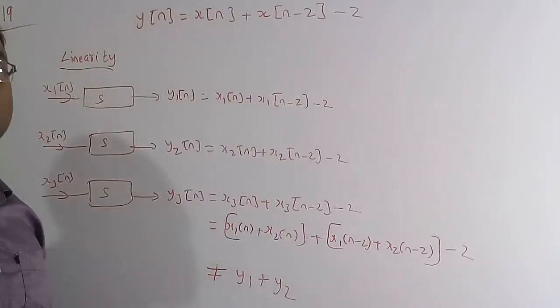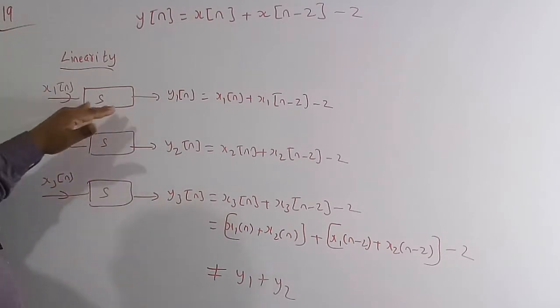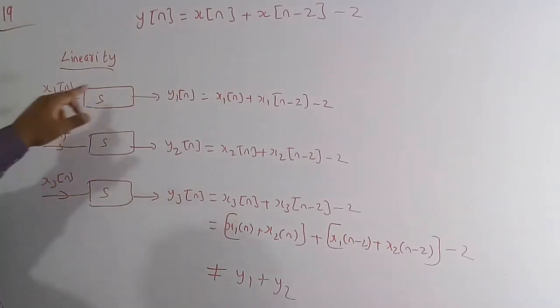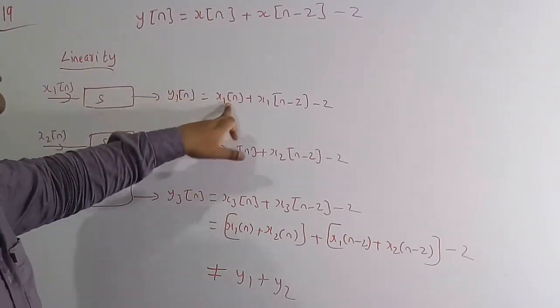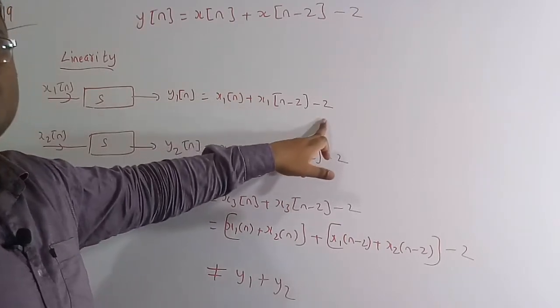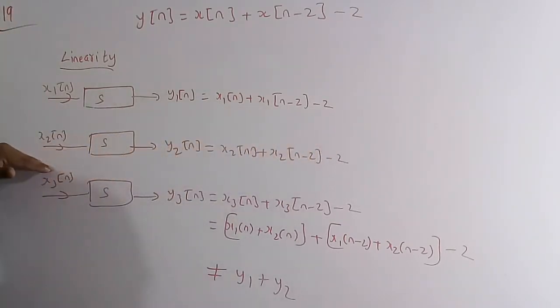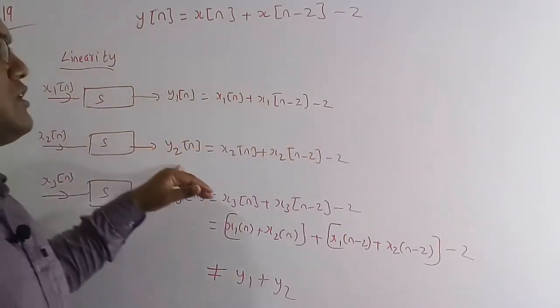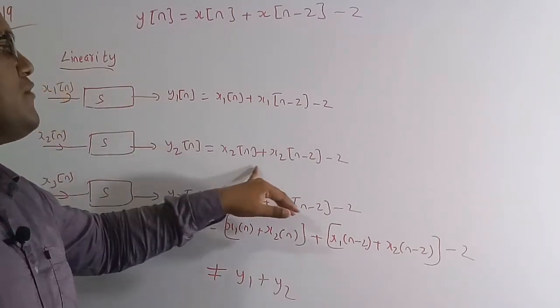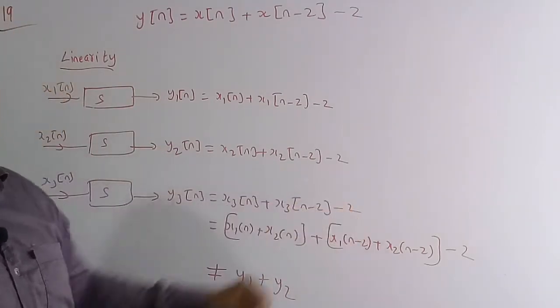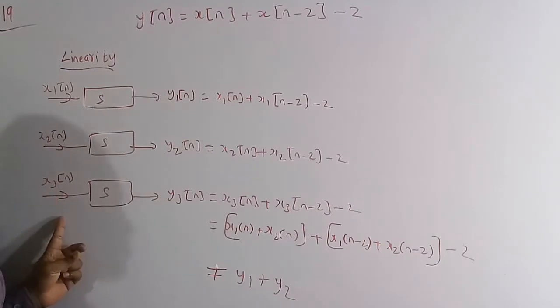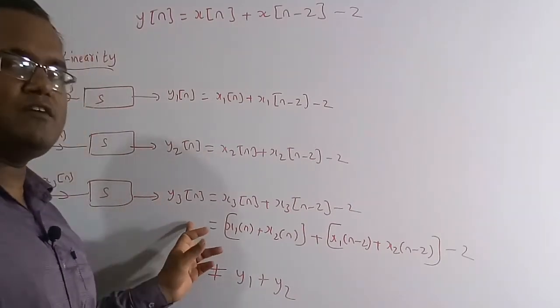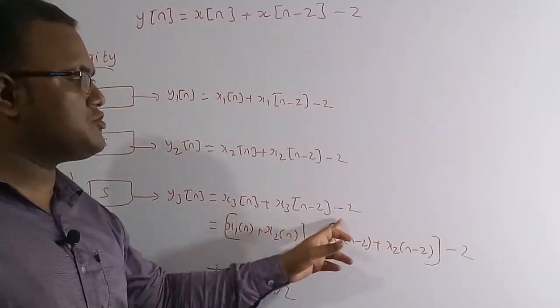Let us always do it by the standard procedure. For the system, if the input is x1 of n, then the output is y1 of n is equal to x1 of n plus x1 of n minus 2 minus 2. Similarly, for the same system, if the input is x2 of n, the output is y2 of n is equal to x2 of n plus x2 of n minus 2 minus 2. For the same system, if the input is x3 of n, the output is y3 of n is equal to x3 of n plus x3 of n minus 2 minus 2.